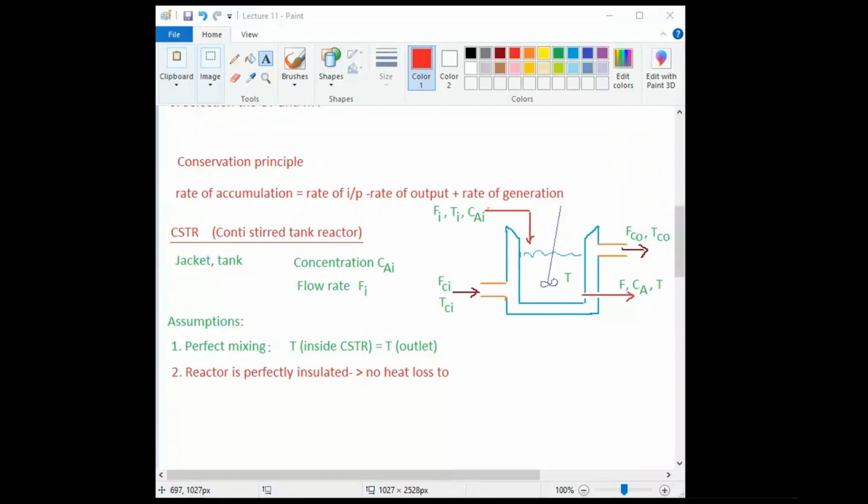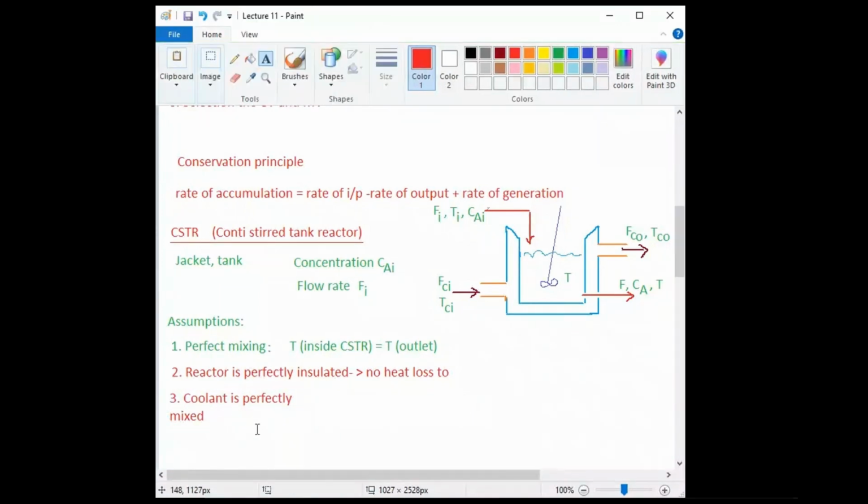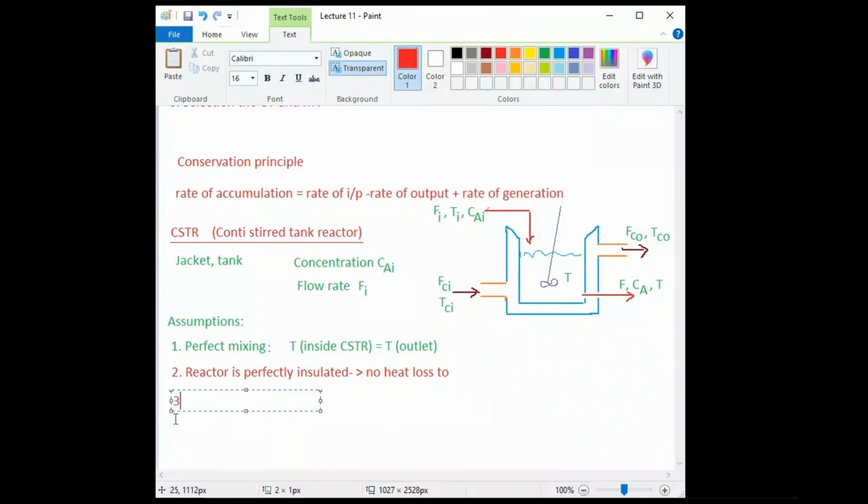Okay. The third assumption we will take is that the coolant is also perfectly mixed. We are considering that the coolant is perfectly mixed in the jacket.